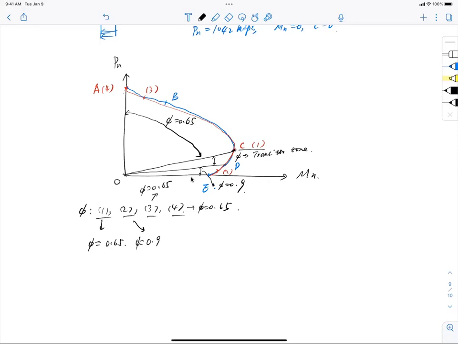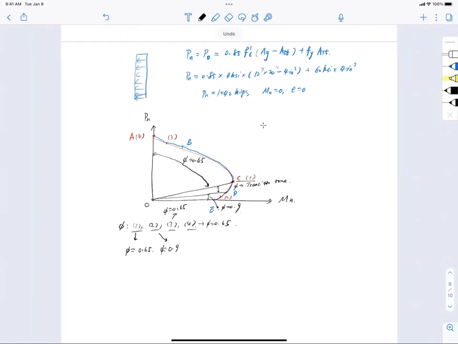Okay, and that's how you get phi, and then multiply by the phi in front of Pn and Mn, you will get all these numbers. All right. So you can see that it's quite a tedious process.